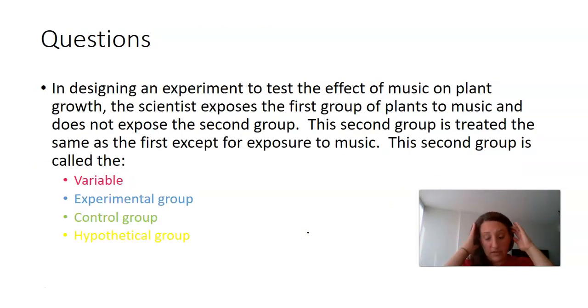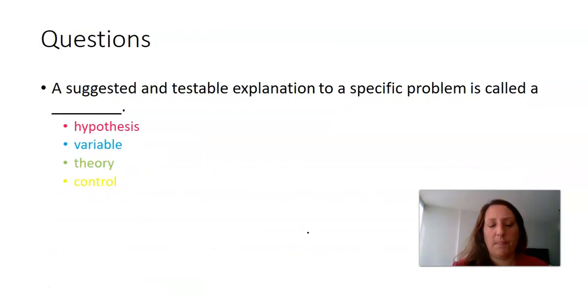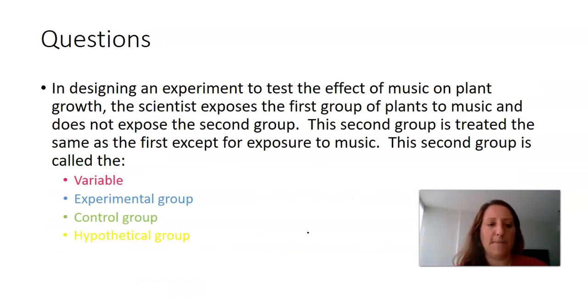Okay, so here's just a couple of questions for you. Okay, so the first question, in designing an experiment to test the effect of music on plant growth, the scientist exposes the first group of plants to music and does not expose the second group. This second group is treated the same as the first except the exposure to music. The second group is called: is it the variable, the experimental group, the control group, or the hypothetical group? So hopefully you said the control group.